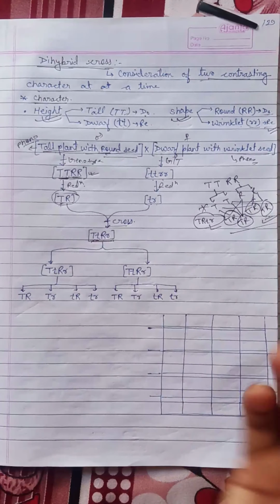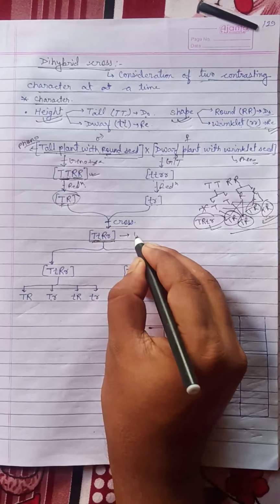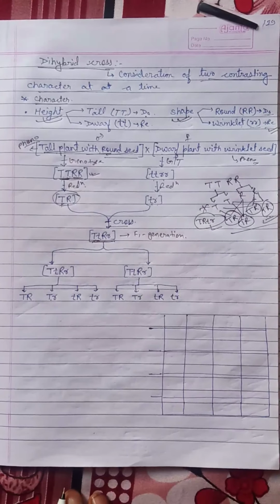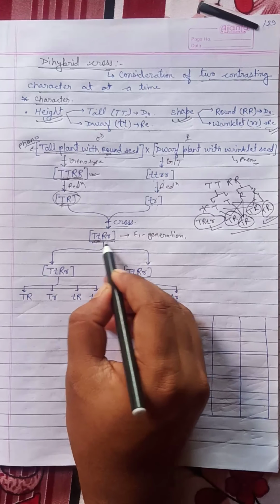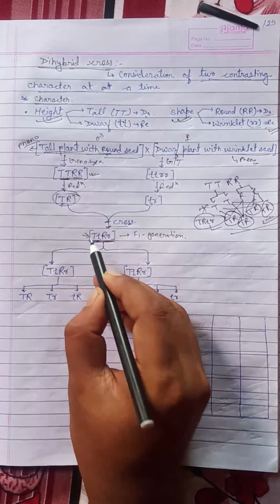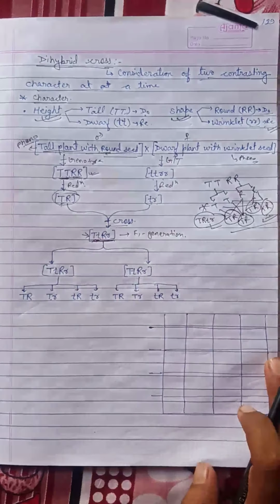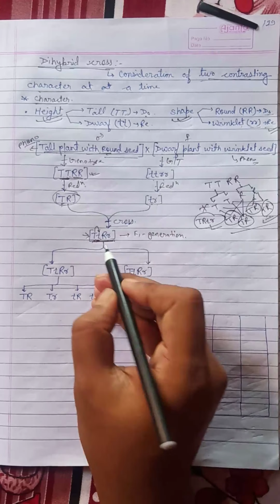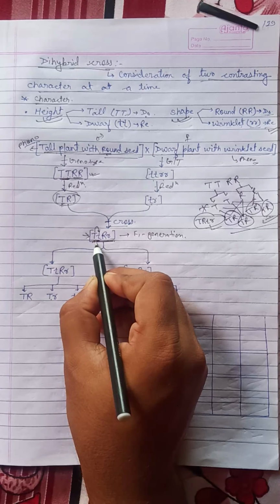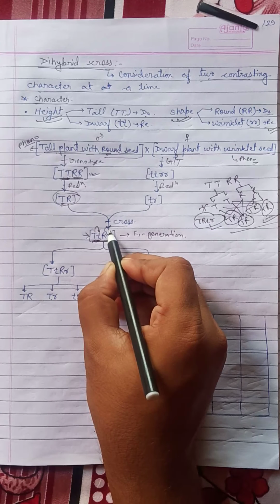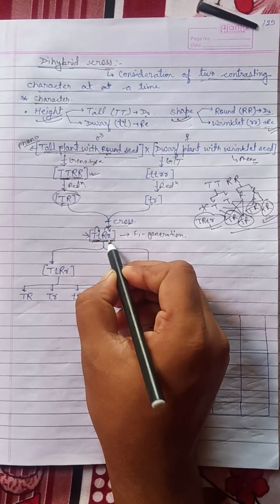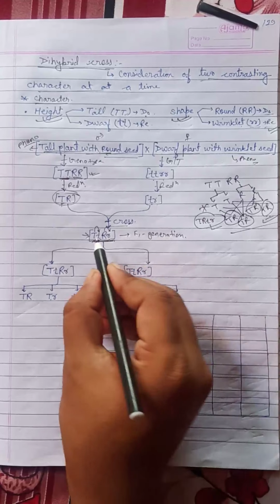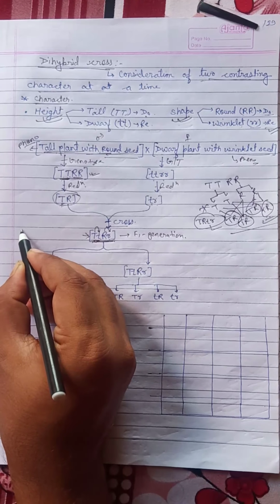Is it okay? Now, what is this? This is the F1 generation. This is the F1 generation. Can you tell me what the name of this reaction is and what the phenotype of this genotype will be? If this capital T is dominant over this small t, that means it shows tall. And this capital R is dominant over this small r, that means it also shows what? Round seed.